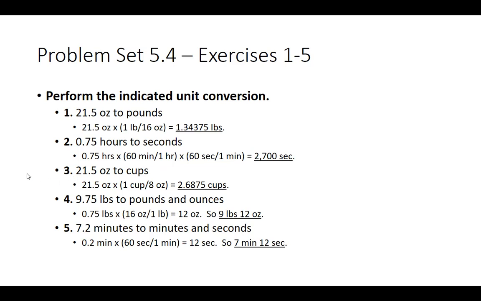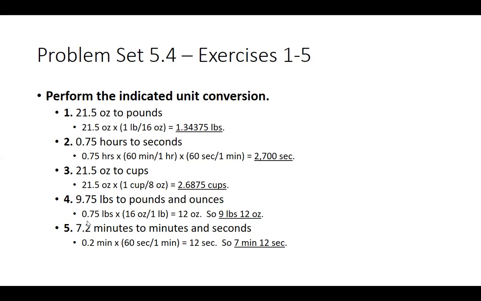In number 3, we want to convert 21.5 ounces to cups. This is going to require cups on the top and ounces on the bottom to cancel ounces away. That conversion factor would be 1 cup over 8 ounces. So the math, 21.5 times 1 divided by 8 gives us 2.6875 cups.